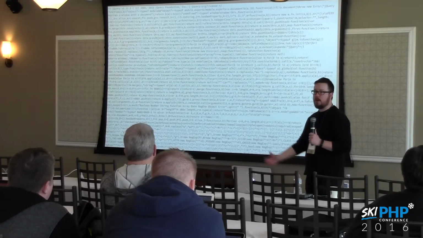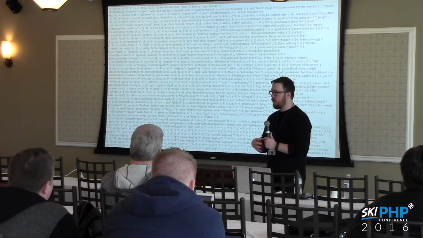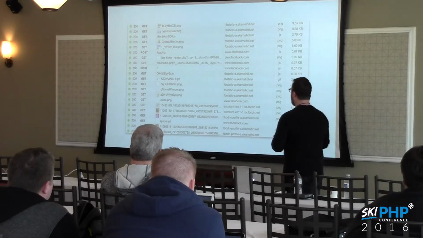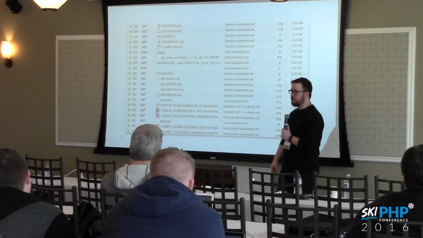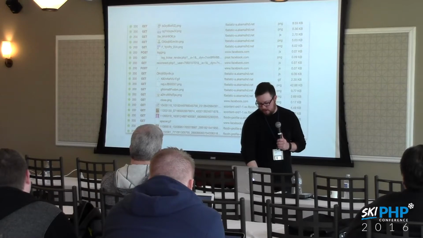Concatenation and minification. We want to reduce the size of the payload going over the wire. And then domain sharding. If you look at all of these domains, Facebook has tons of different domains it's using to deliver all of its assets, so it can try to improve and deliver faster.